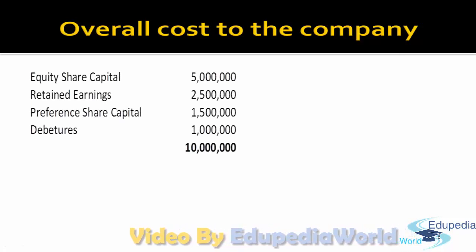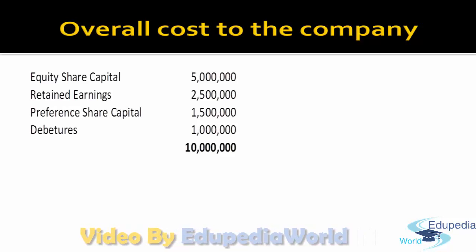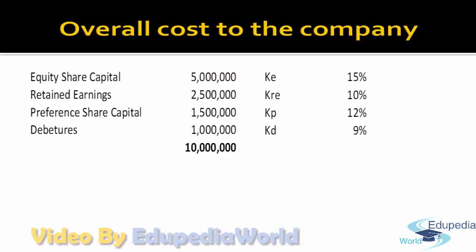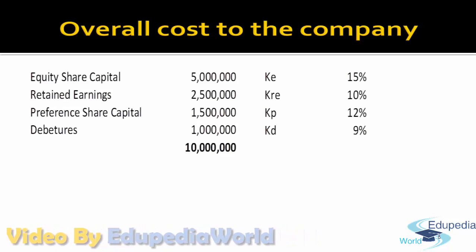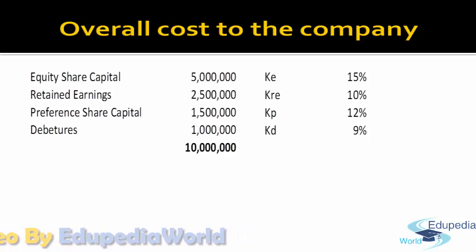Whatever example, if you remember, that I took in the first lecture on cost of capital, I just started with retained earnings. I have taken a 100 lakh company with different sources of finance. Each source of finance has its own cost. So let's say that the cost of equity share is 15%, retained earnings is 10%. Now there's one question. Why is retained earnings less than cost of equity?